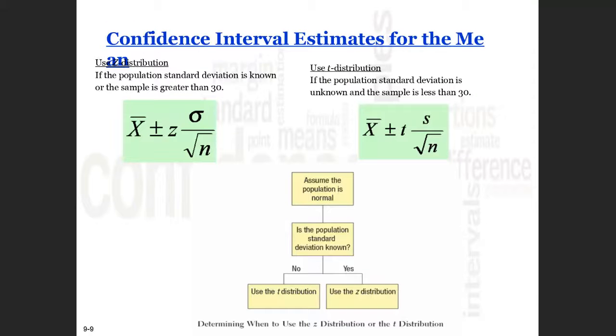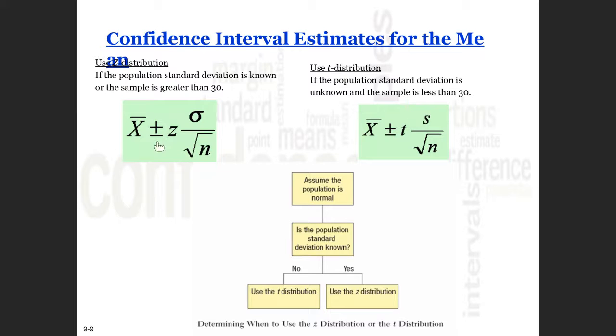Okay. So the confidence interval estimates for the mean. On the left-hand side, if you can't see it, it says use Z distribution. If the population standard deviation is known or the sample is greater than 30, use the Z distribution. On the right side, we have using the t-distribution. If the population standard deviation is unknown and the sample is less than 30, we use the t-value. Okay, so these conditions must exist.